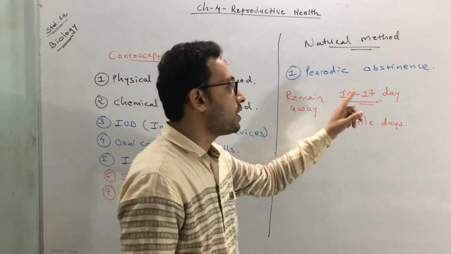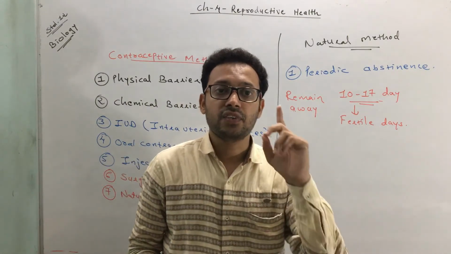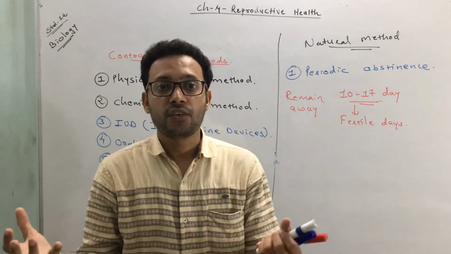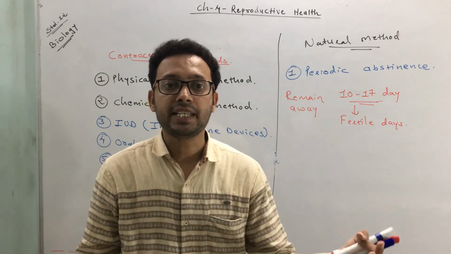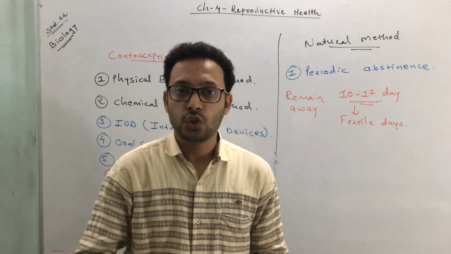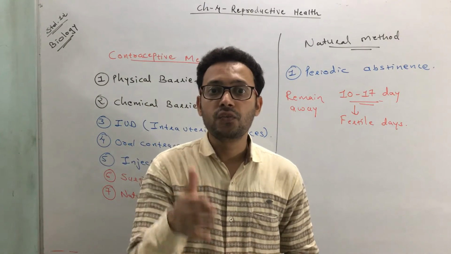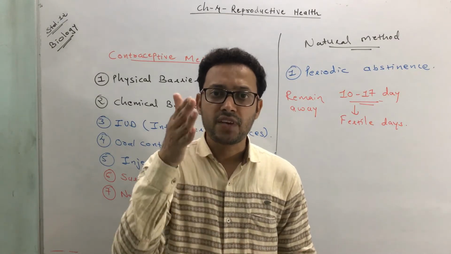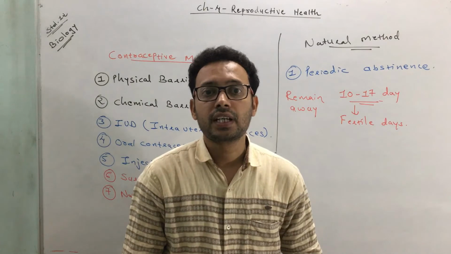Because on day 14 there is the occurrence of ovulation, meaning the release of the ovum. For fertilization to take place, the meeting of sperm and ovum is necessary. Then and only then does pregnancy occur. So on the 14th day ovulation takes place, and on day 14 there are the highest chances of conception.